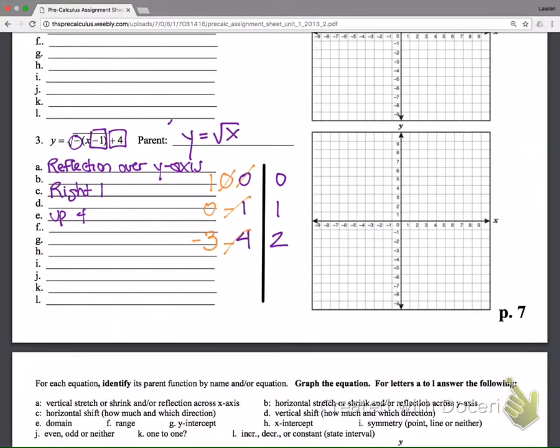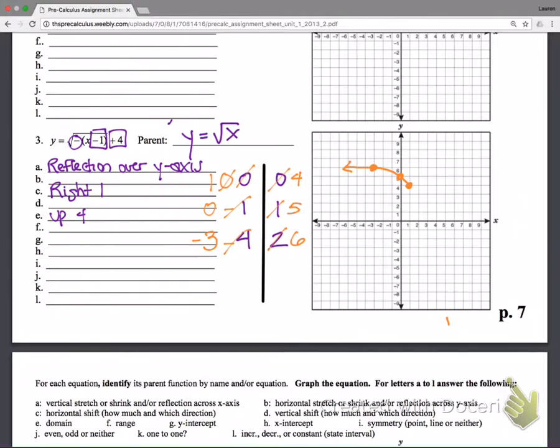And that is then going to move up 4, which means what am I going to do to my y's? Add 4 to each of them. So when I graph my points, it's now reversed. So 1, 4, 0, 5, negative 3, 6. It has flipped over the y-axis, which means it goes the opposite way. It's moved right 4 and up 1.